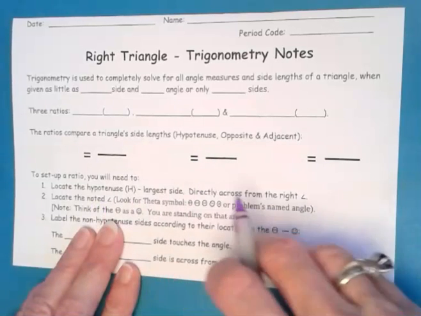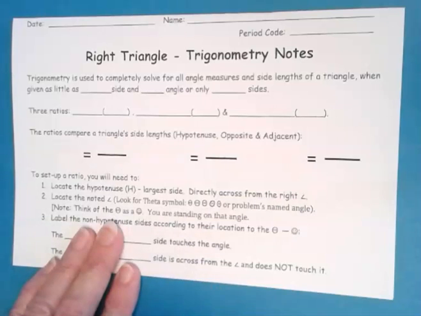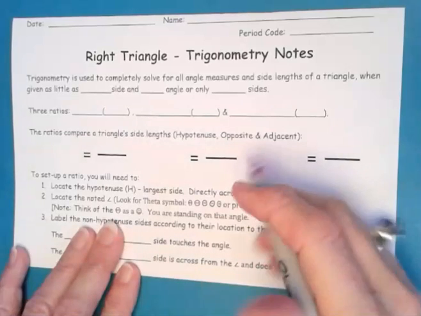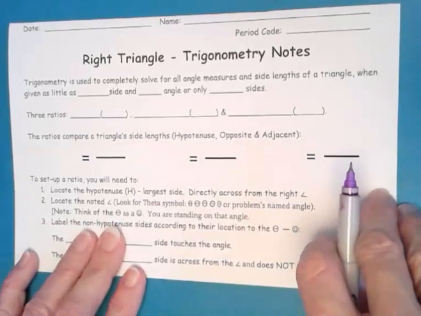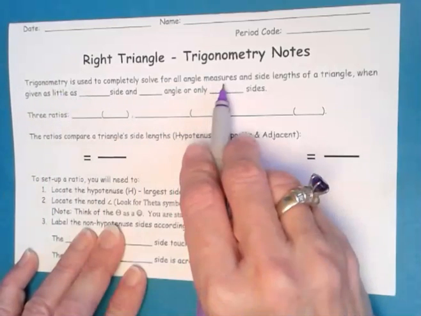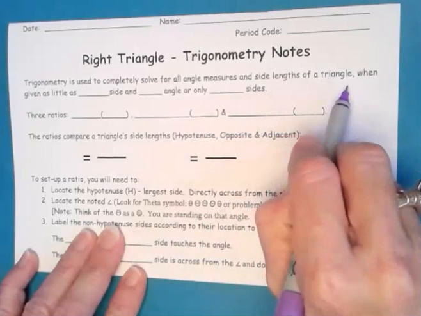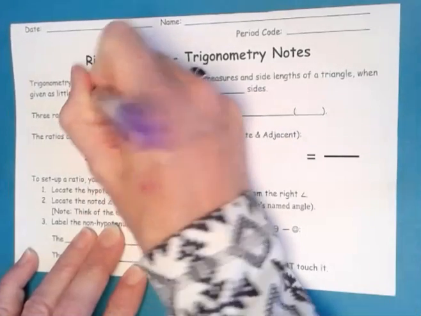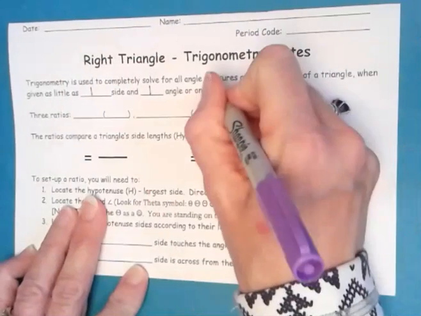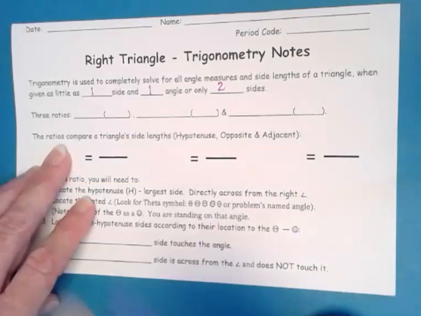Then we moved into special right triangles where there was a ratio for each side or proportional relationship between all three sides where they gave us one side and we solved the other two. Now with trigonometry, you can solve for all the angle measures and all the side lengths. We're going to do it over a right triangle when given as little as one side and one angle or two sides. We're only going to deal with three functions.